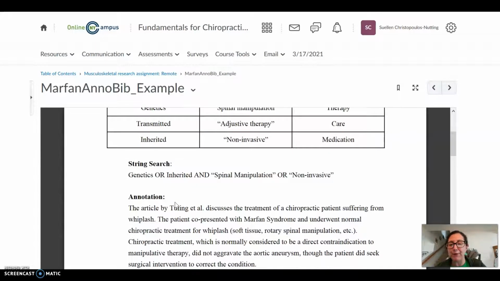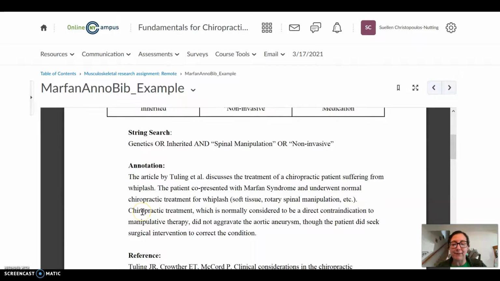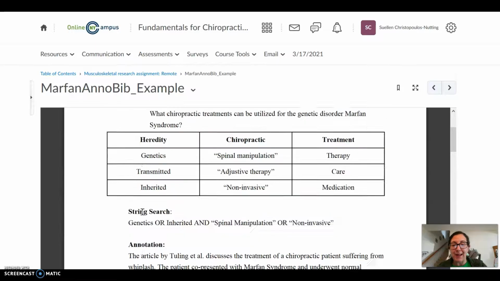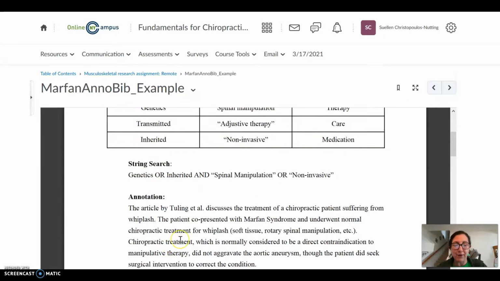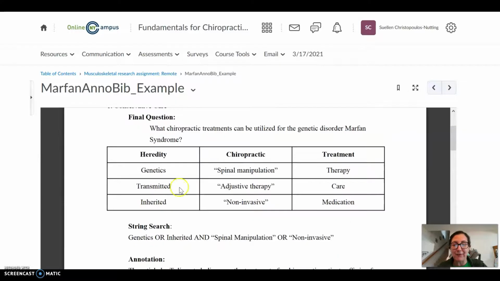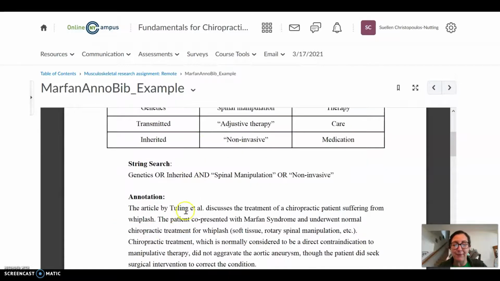The big important thing to remember here is the annotation. So a lot of students ask, well, what do you want in the annotation? Well, I want you to answer your question. Okay, so make sure that the articles that you find actually answer the question, and you put that information here in the annotation, and you can read these.